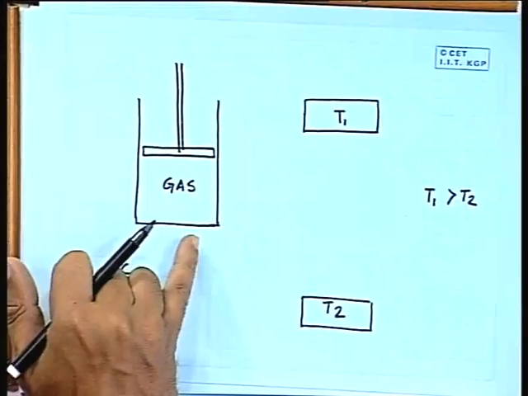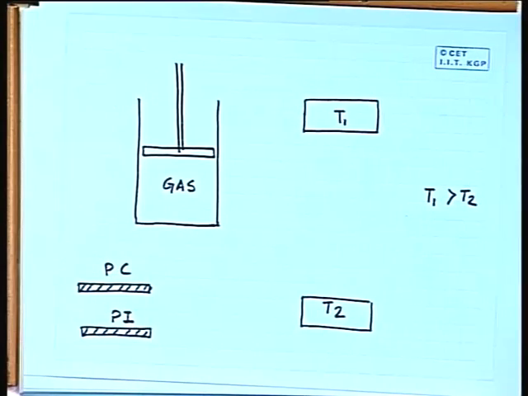Then at the next moment I will remove this perfect conductor and put this perfect insulator here. So, now as the gas will expand, it will expand adiabatically. Then again in the next moment I will remove the perfect insulator, put the perfect conductor as the cylinder head and make a communication with another thermal source at temperature T2. So, isothermal heat rejection will take place. Then finally, I will remove the conductor, put the insulator, so that there is adiabatic compression.